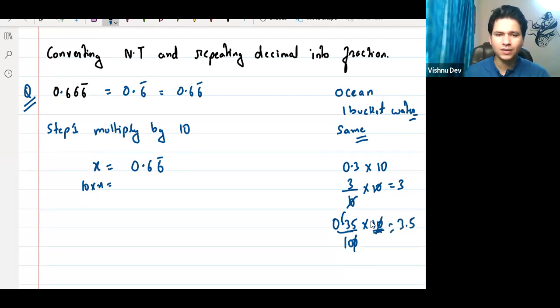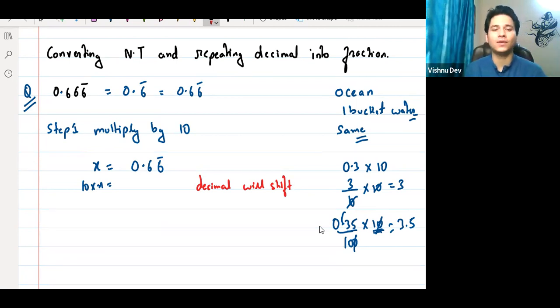So can you see, if you're multiplying by 10, the decimal is actually shifting. Yes or no? Now shift where? Right side or left side? Decimal is shifting right side or left side? I'll tell you. That is the intuition math. Yes, it shifts right. So if we shift this to the right, don't you think I will get 6.6 bar?